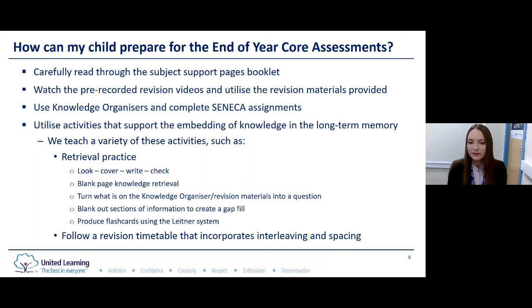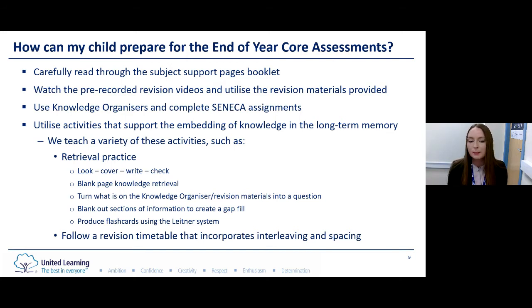Now, in terms of what to do with the materials that we offer or recommend, we encourage students to utilise activities that support the embedding of knowledge in the long-term memory. Now, we've already taught students a variety of these activities, such as retrieval practice. They all practice retrieval practice already with their self-quizzing homework, where we encourage a look, cover, write, check method. Another really easy strategy that students can use, which is high efficacy, is a blank page knowledge retrieval.